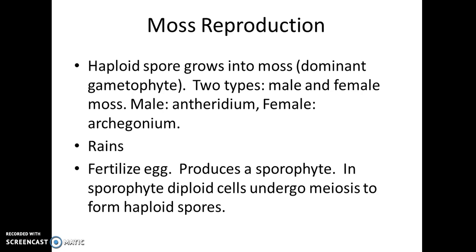The male moss has an antheridium. The female moss has an archegonium. So when it rains, the sperm can go from the antheridium to the archegonium, and then that will fertilize the egg in the archegonium. The fertilized egg produces a sporophyte. The sporophyte produces spores. Now the spores that they produce, the diploid cells, undergo meiosis, so they produce haploid spores, which will grow into haploid gametophytes.